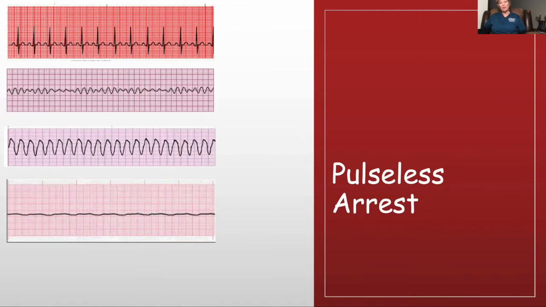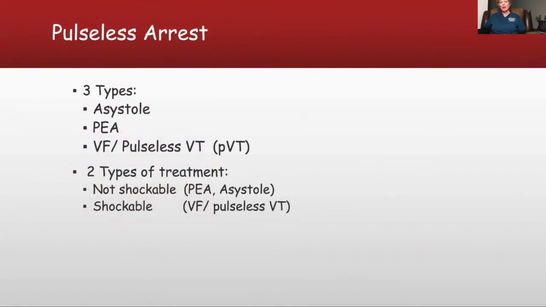Now let's talk about pulseless rhythms. A pulseless arrest, you basically have three types: asystole, pulseless electrical activity, VFib, or pulseless VTAC. Two major types of treatment: it's either shockable or it's not.